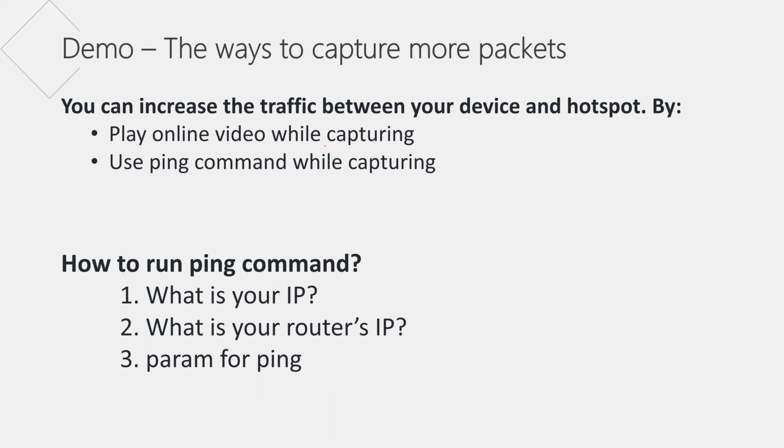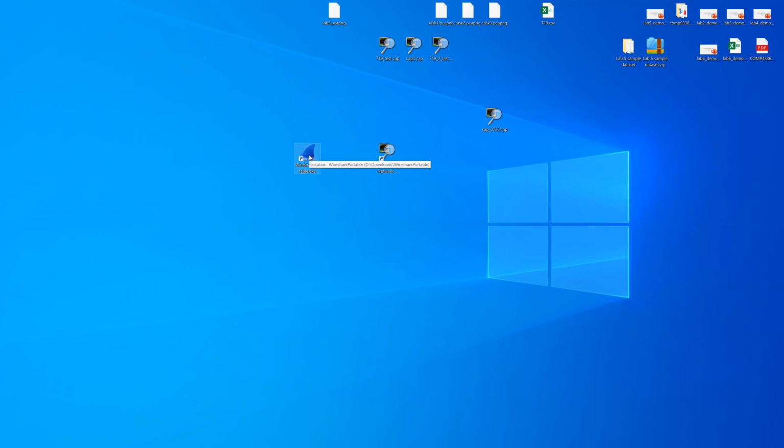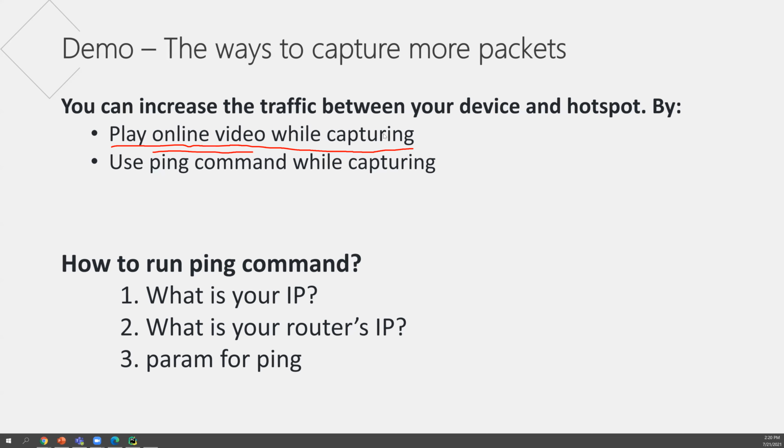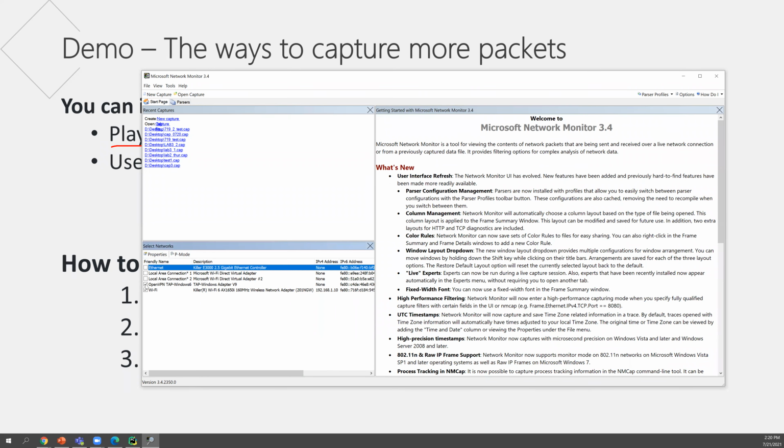So is there a way to increase the packets that we can capture every second? The first method is pretty easy. Just play an online video while capturing. For the capturing, we can use Wireshark if you are using macOS or Linux. And if you are using Windows 10, then you need to install Network Monitor to capture the packets. Because I'm using Windows 10, I will use this one to do the demonstration. Only select the Wi-Fi here and make sure your computer does not connect to any other internet, such as the cable internet. And make sure you only connect to the hotspot from your mobile phone.